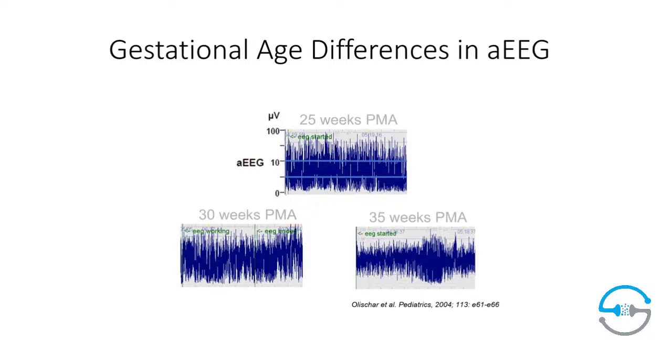But I also want to recognize that if you have a 35-weeker, or let's say a 30-weeker, right? If a 30-weeker has a pattern that looks more like a 25-weeker, so you know the lower margin is much closer to the 1, 2, 3 range. If you're not having really nice cycling happening, that's not normal.